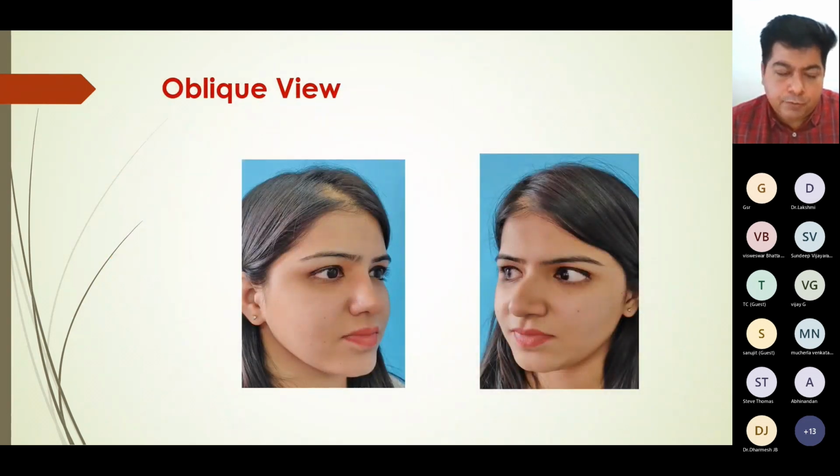The oblique view will provide you an overall idea of what you have already learned in frontal and lateral views, and will give you a better appreciation of the deformity, especially because we know the lateral nasal walls are a bit concave. So these views are also very important to look at any deformity, especially in patients with operated noses or secondary rhinoplasty.